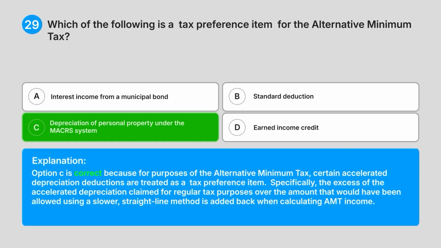Explanation. Option C is correct because for purposes of the alternative minimum tax, certain accelerated depreciation deductions are treated as a tax preference item. Specifically, the excess of the accelerated depreciation claimed for regular tax purposes over the amount that would have been allowed using a slower straight-line method is added back when calculating AMT income.